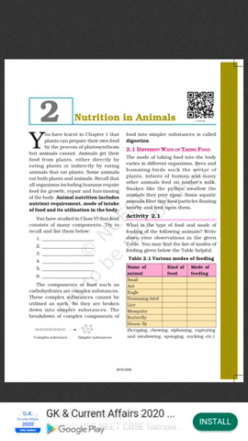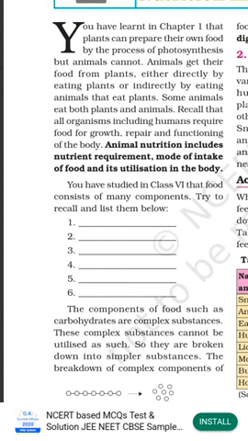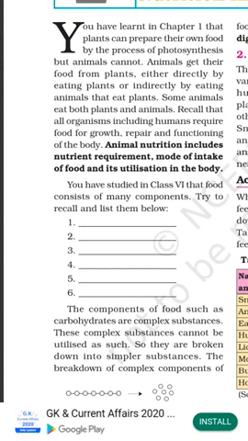So, do you remember the main components or nutrients of food? Carbohydrates, proteins, vitamins, minerals, fats, all are the components, what we call nutrients, of the food. So in this space you can write down those important components, the nutrients.